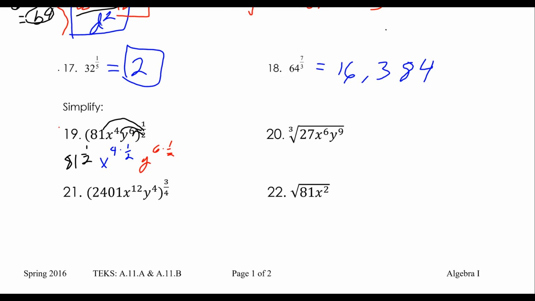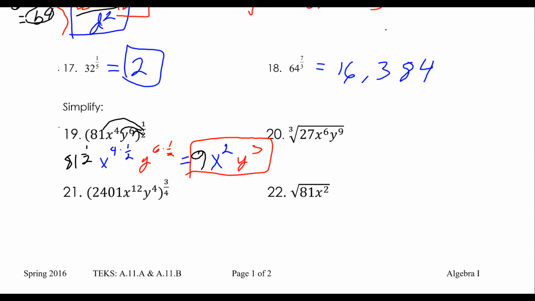Now, 81 raised to the 1/2 power is really simple. All that's going to be is 9. And then x to the 4 times 1/2. 4 times 1/2 is 2. So we got x squared. And then y raised to the 6 times 1/2. 6 times 1/2 is 3. So we got 9x squared, y to the 3rd. And that's the final answer there.